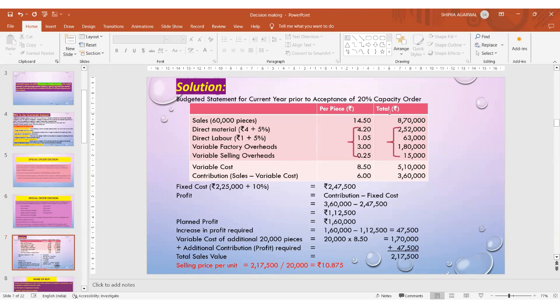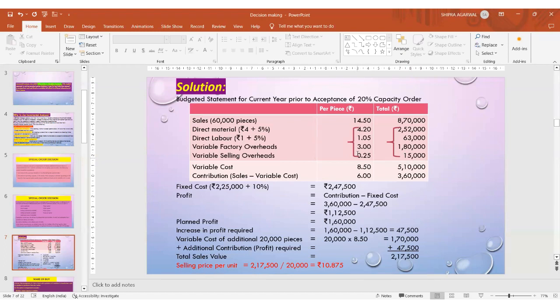Now, in this case, I'll do the calculation at two levels, one for per piece and the other for total. You are operating at 60,000 units right now, where your direct material is 4 per piece and there will be an increment of 5%. So that makes it 4.20. So the total will be 4.20 into 60,000, that is 2,52,000. Similarly, for direct labor, it is 1 plus 5%, that will be 1.05, total 63,000. Variable factory overheads are 3 per piece, so total will be 1,80,000. And variable selling overheads will be 0.25, that will be 15,000.